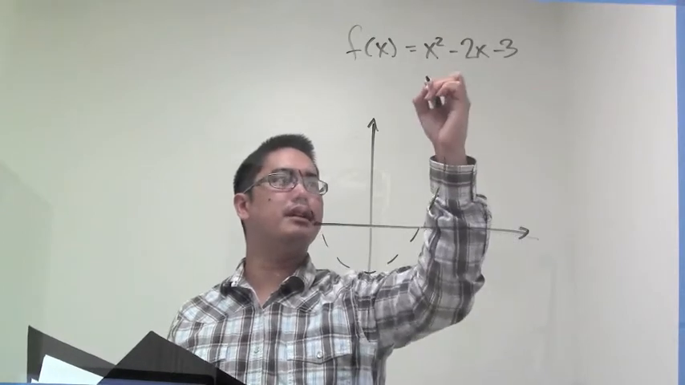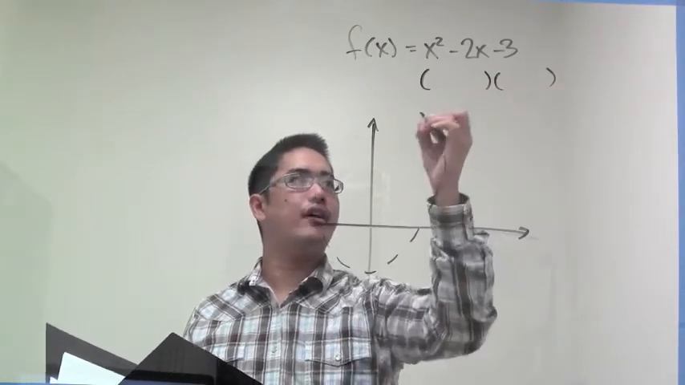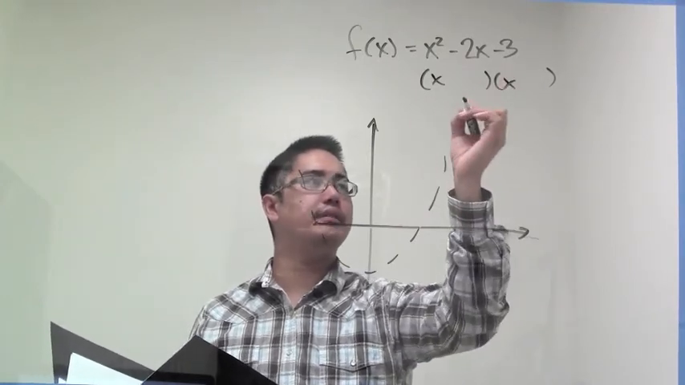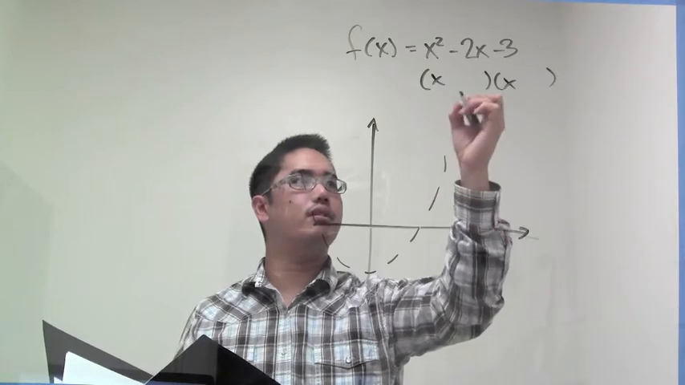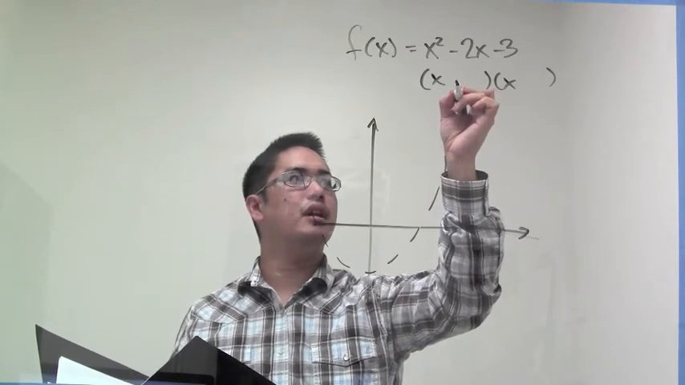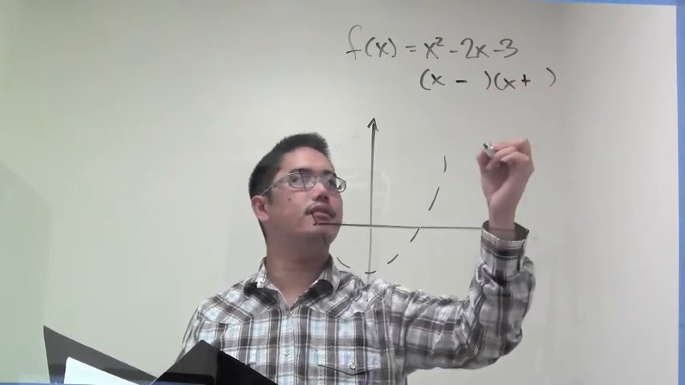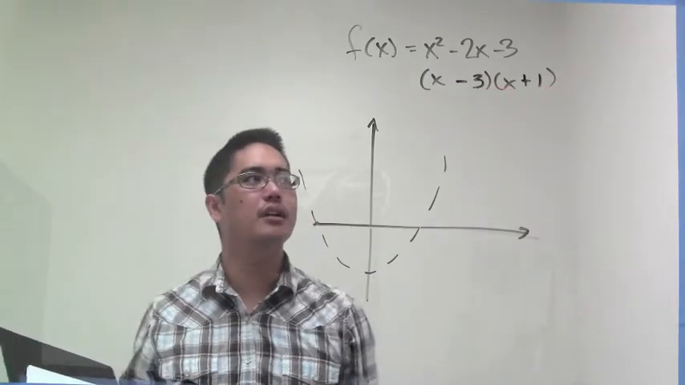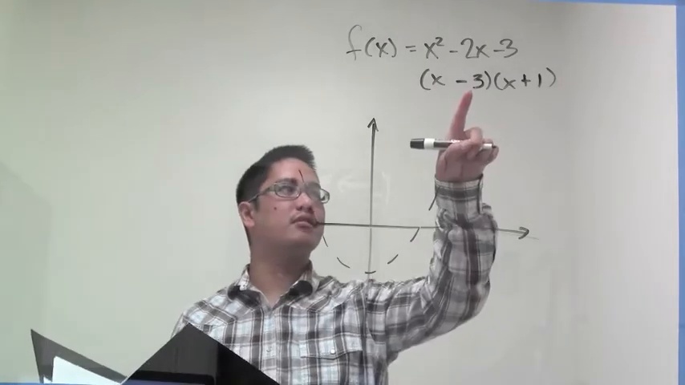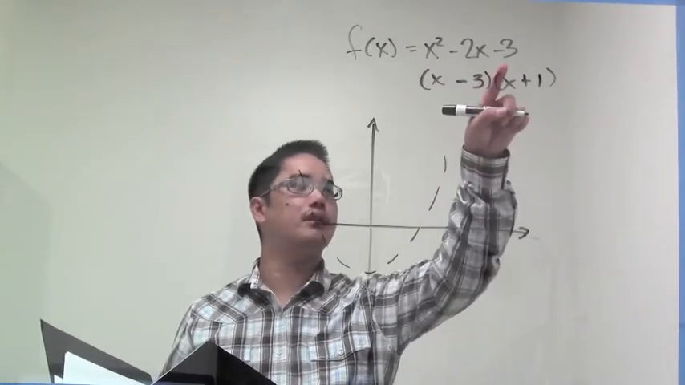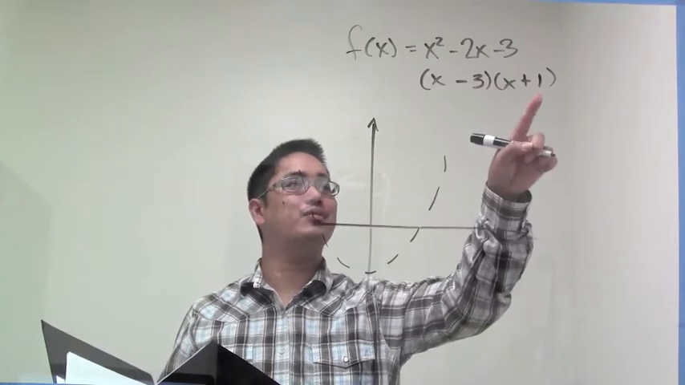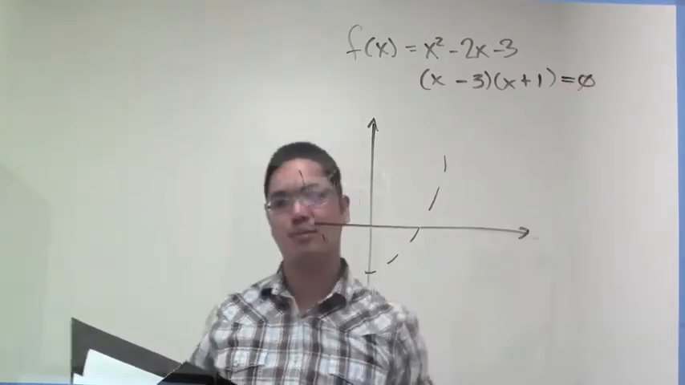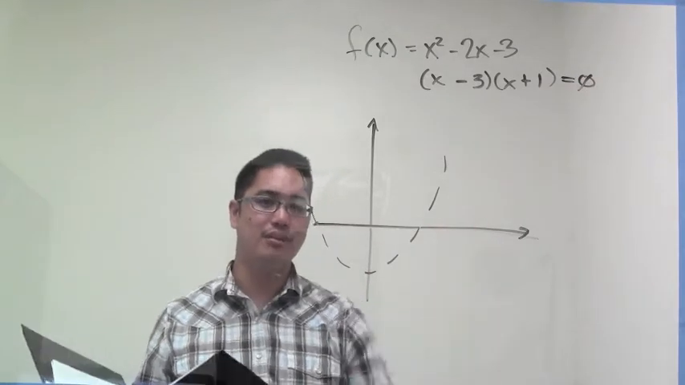To find the zeros, I would simply factor it. So I've got an x here, an x here, and then I want to make -3, right? So I'm going to do negative, positive, and I want to put the negative on the 3 and the positive on the 1. Does that work? Yeah, -3 times 1 is -3. -3 plus 1 is -2. I'm good.